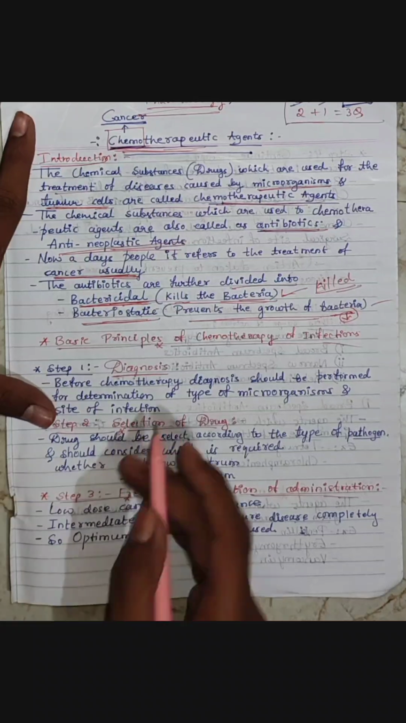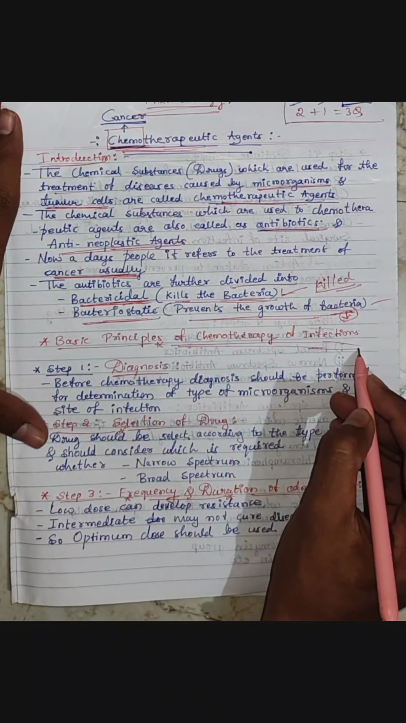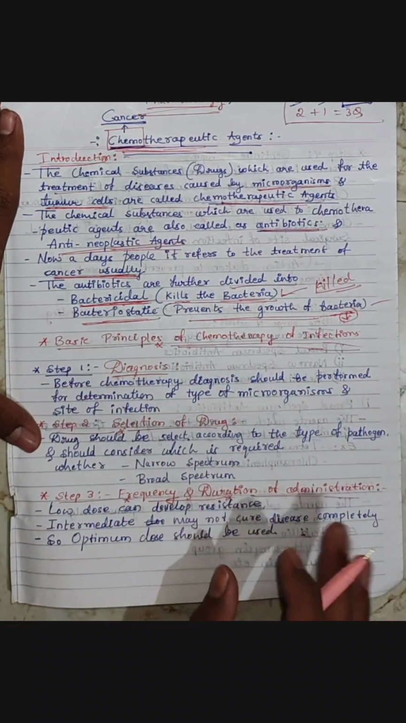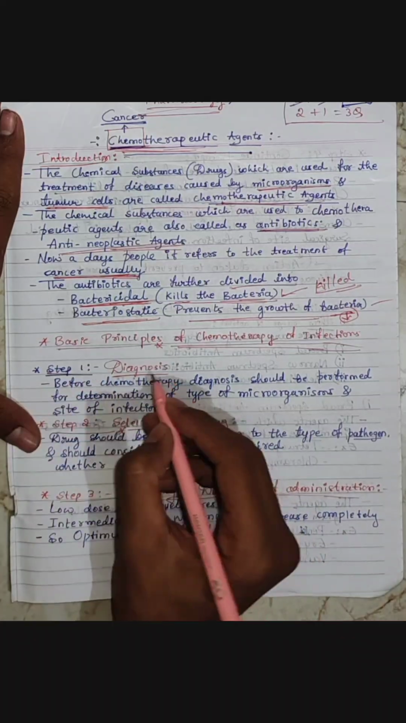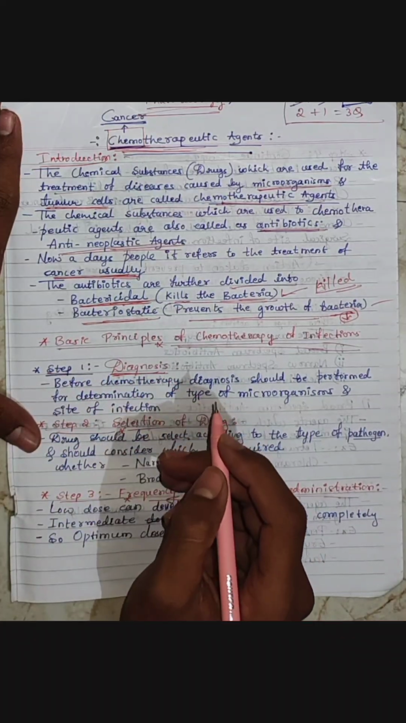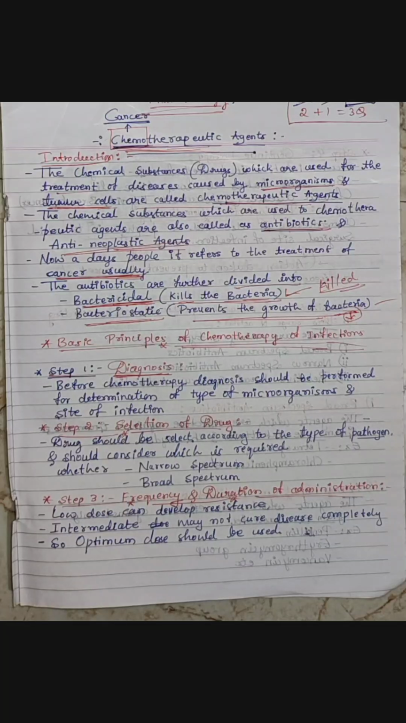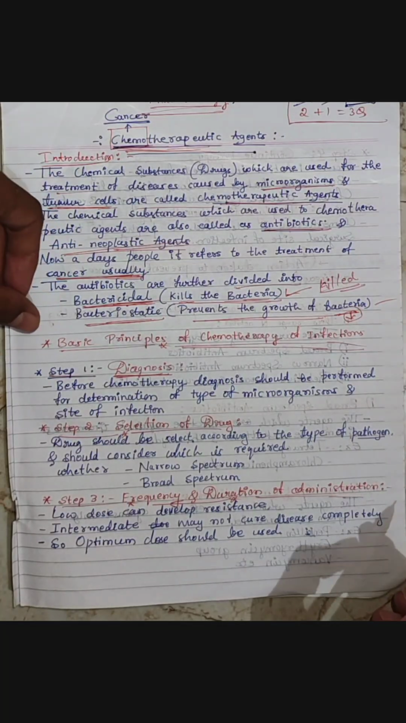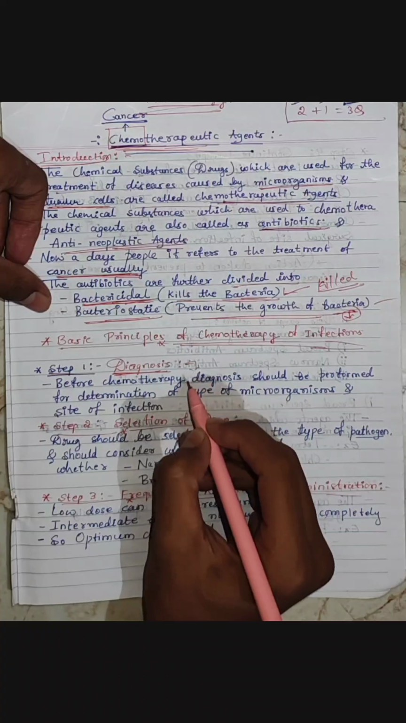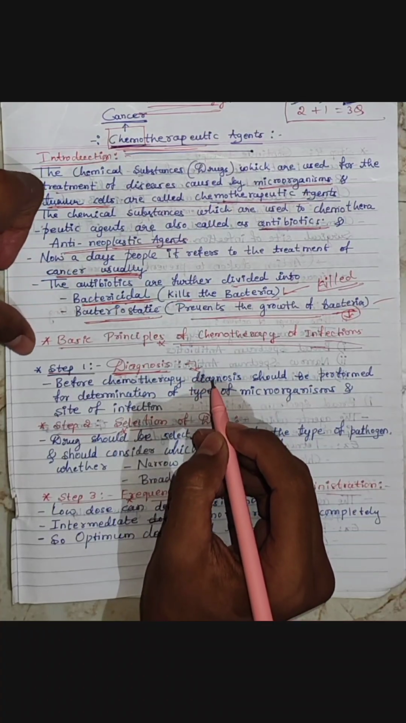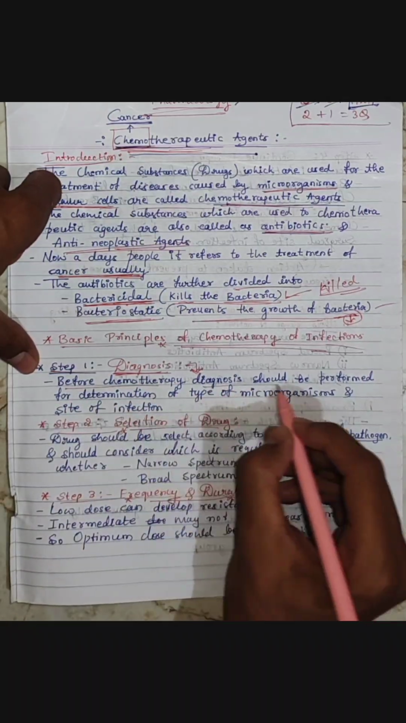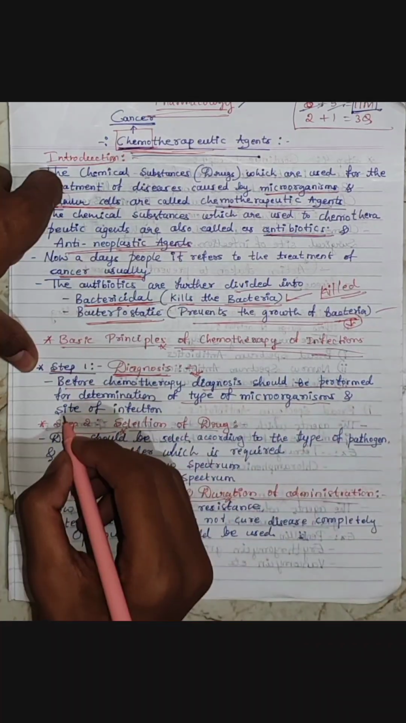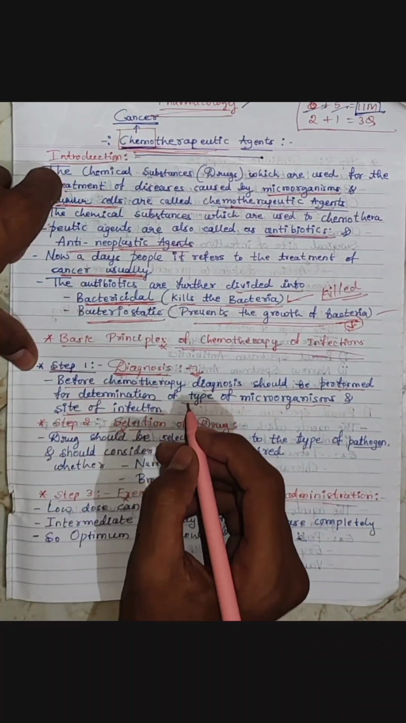Here are the basic principles of chemotherapeutic infections. It has 4 steps. Step 1 is diagnosis. If a disease occurs, first of all we will diagnose it. Chemotherapeutic disease is also like that. Before chemotherapy, diagnosis should be performed for determination of the type of microorganisms and the site of infection.